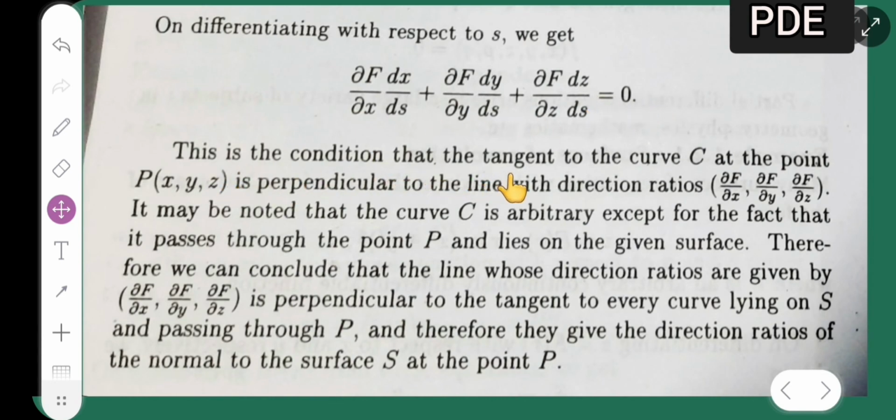Now this is the condition that a tangent to the curve C at the point P of x comma y comma z is perpendicular to the line with direction ratios dou f by dou x, dou f by dou y, dou f by dou z. It may be noted that the curve C is arbitrary except for the fact that it passes through the point P and lies on the given surface. Therefore, we can conclude that the line whose direction ratios are dou f by dou x, dou f by dou y, dou f by dou z is perpendicular to the tangent to every curve lying on S and passing through P, and therefore they give the direction ratios of the normal to the surface S at point P.